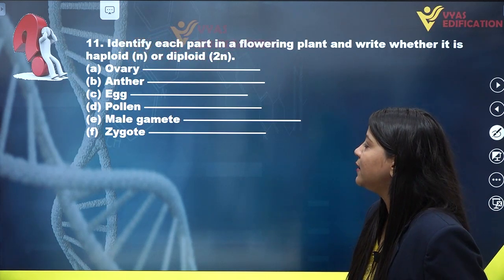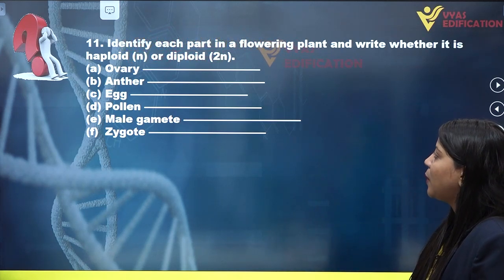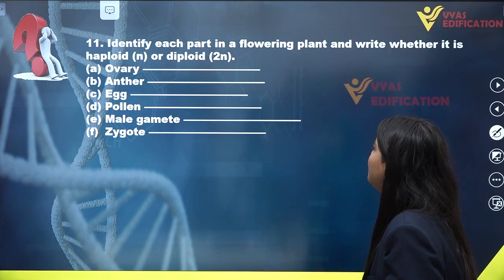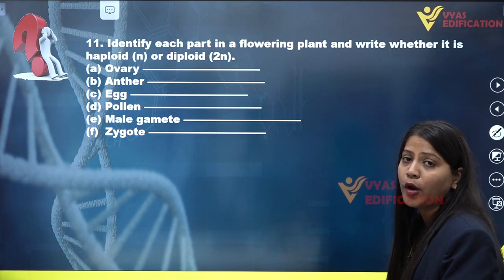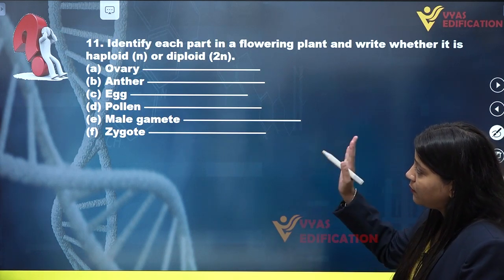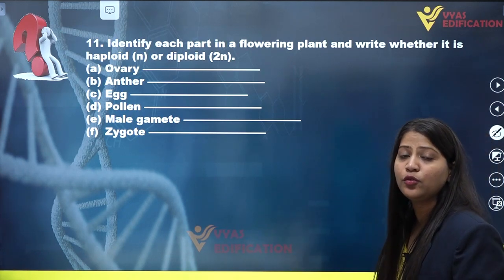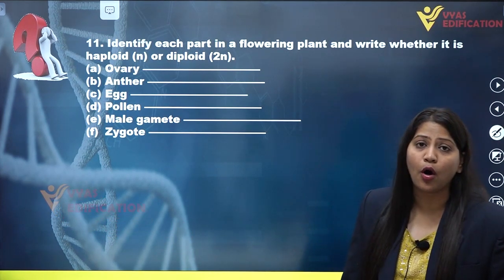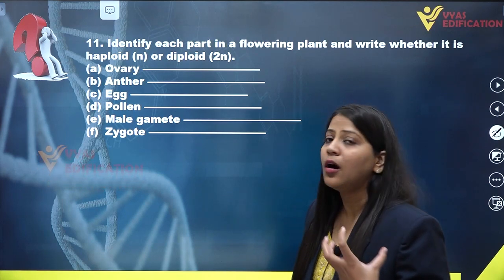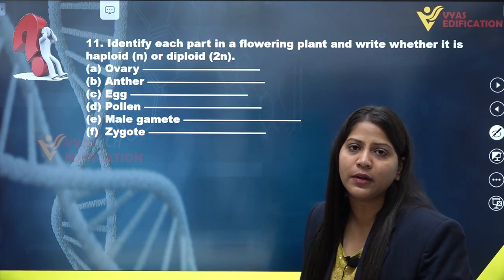We have question number 11, that is, identify each part. We have to identify each part of a flowering plant and write whether it is haploid or diploid. Basically, from these options, we have to choose each and every option and tell the ploidy level of each of these parts or organisms or whatever we are given on the screen.